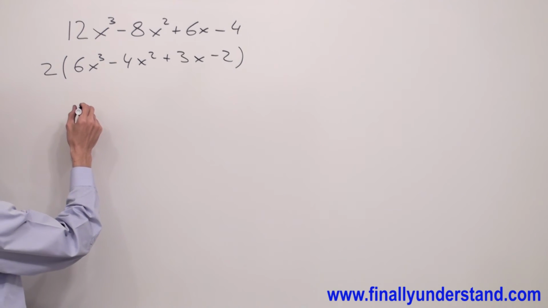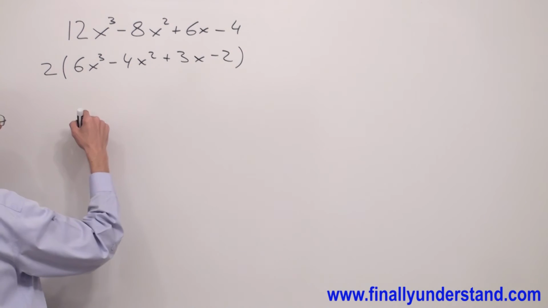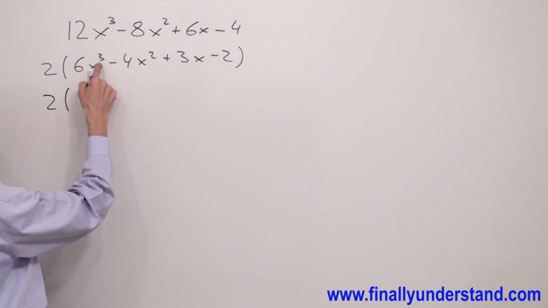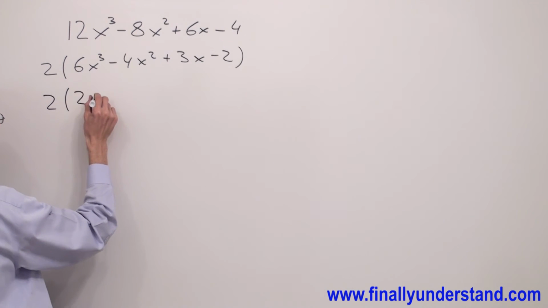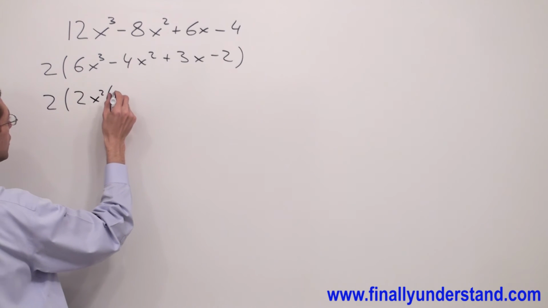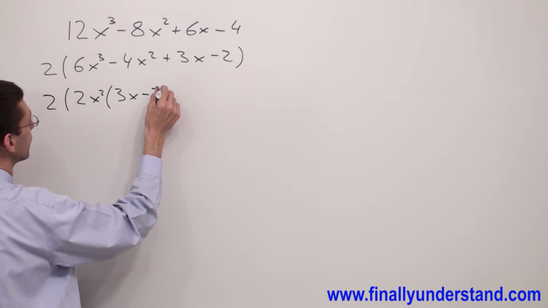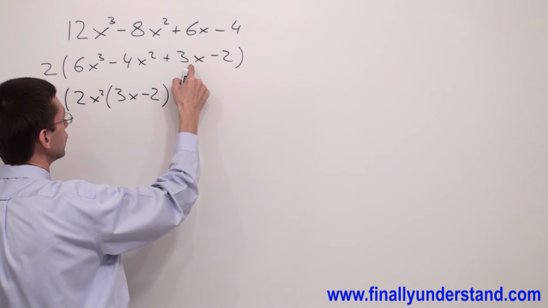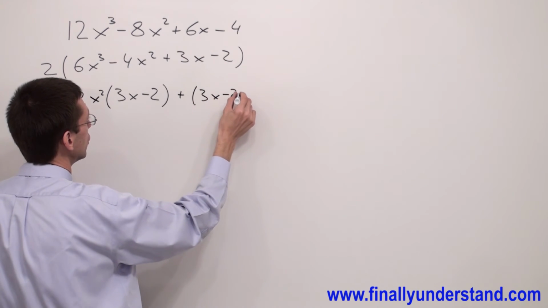Next, I'm supposed to check what I can factorize from the expression which is inside of the parentheses. I'm going to copy down 2, and I have 6x cubed minus 4x squared. I can factorize from these two terms 2x squared. And inside of the parentheses, I'm going to have 3x minus 2 plus, and I'm going to write inside of the parentheses whatever left. I have 3x minus 2.